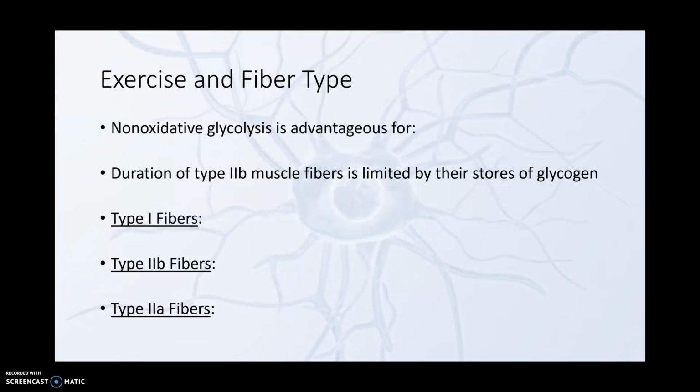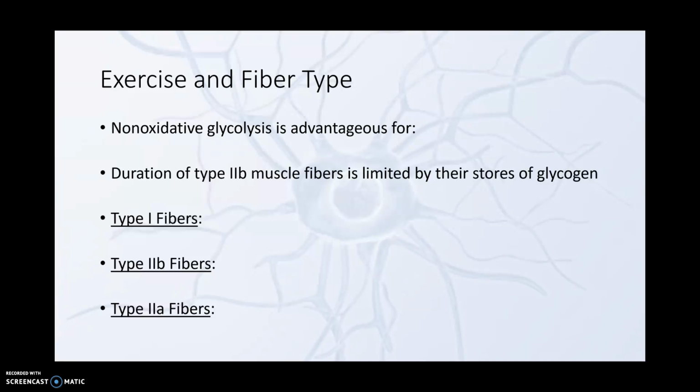So type 1 fibers are innervated by small motor neurons that activate only a small number of fibers. The size principle of recruitment causes them to be recruited when small forces are required. Type 2b fibers are supplied by large motor neurons. So these are fast glycolytic muscle fibers.